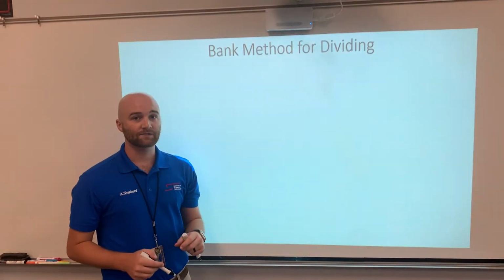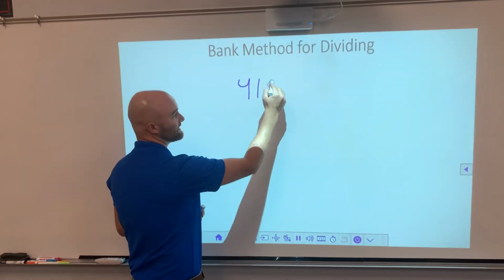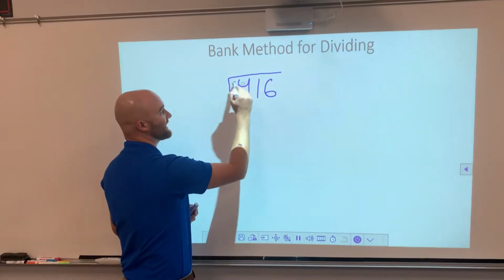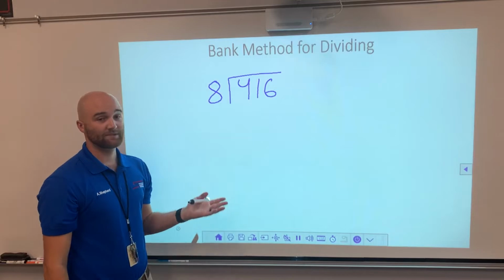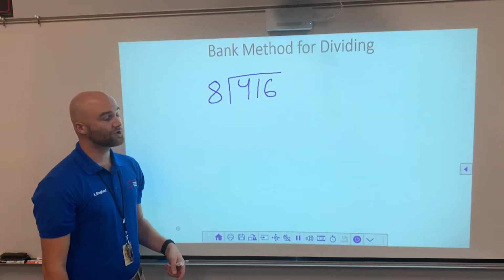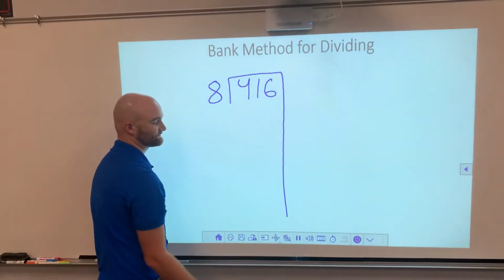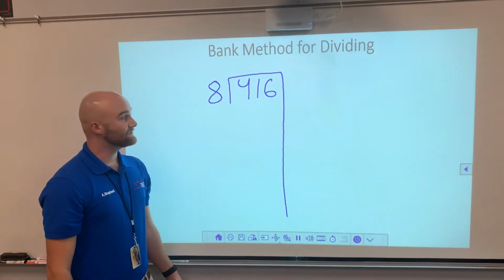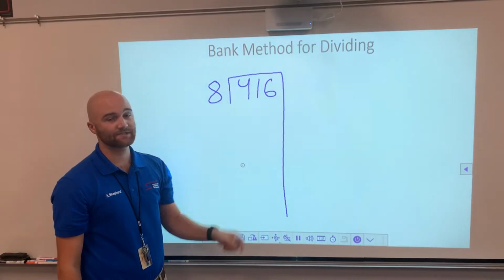The bank method works like this. We say, for example, I've got 416, and I'd like to divide that by 8. Instead of using our normal method where we would divide and then multiply and then subtract and bring down, what we're going to do is we're going to take this, we're going to draw a line all the way down here. Then over to the side, we're going to start what's called a bank.